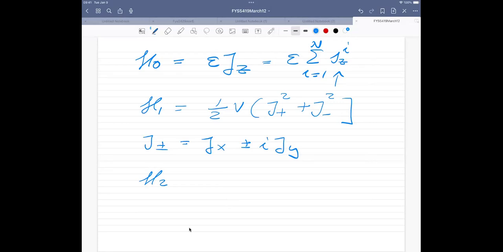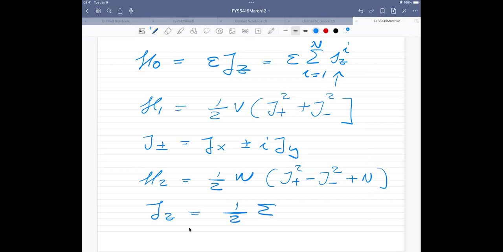Let me just rewrite it. So this is going to be given by 1/2 of W, and then it's going to contain an X of I, or J plus squared minus J minus squared, plus a normal ordered operator. These are all operators. And this Jz here is something which we are going to rewrite in terms of 1/2, and then a sum over all the particles we have in terms of a Pauli Z matrix.